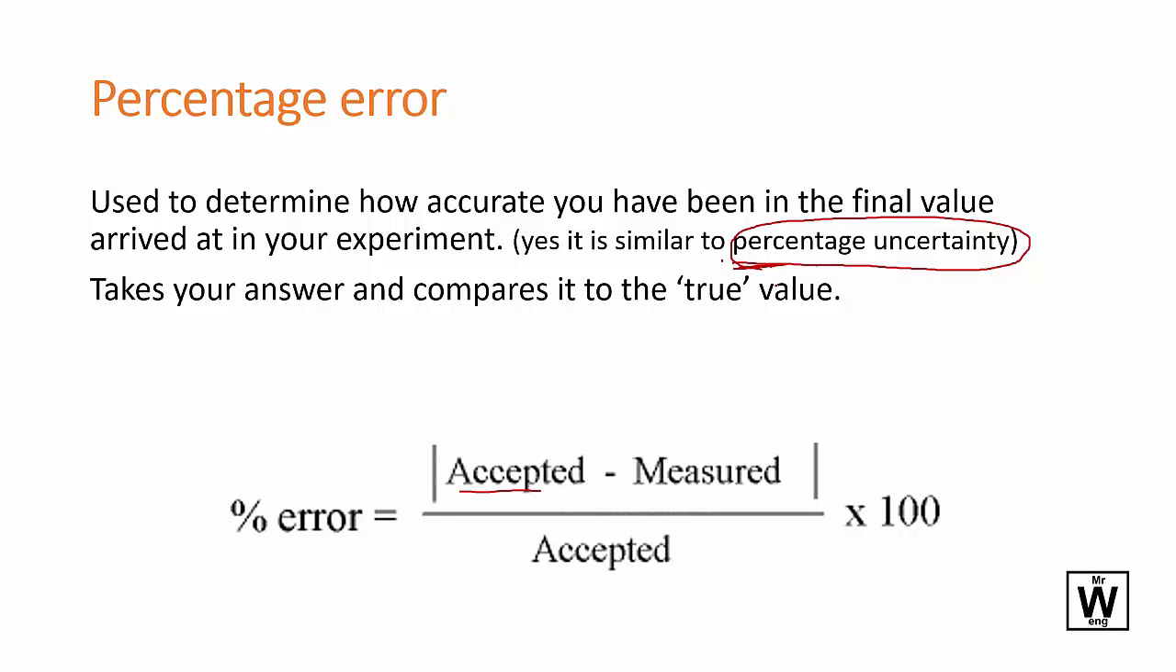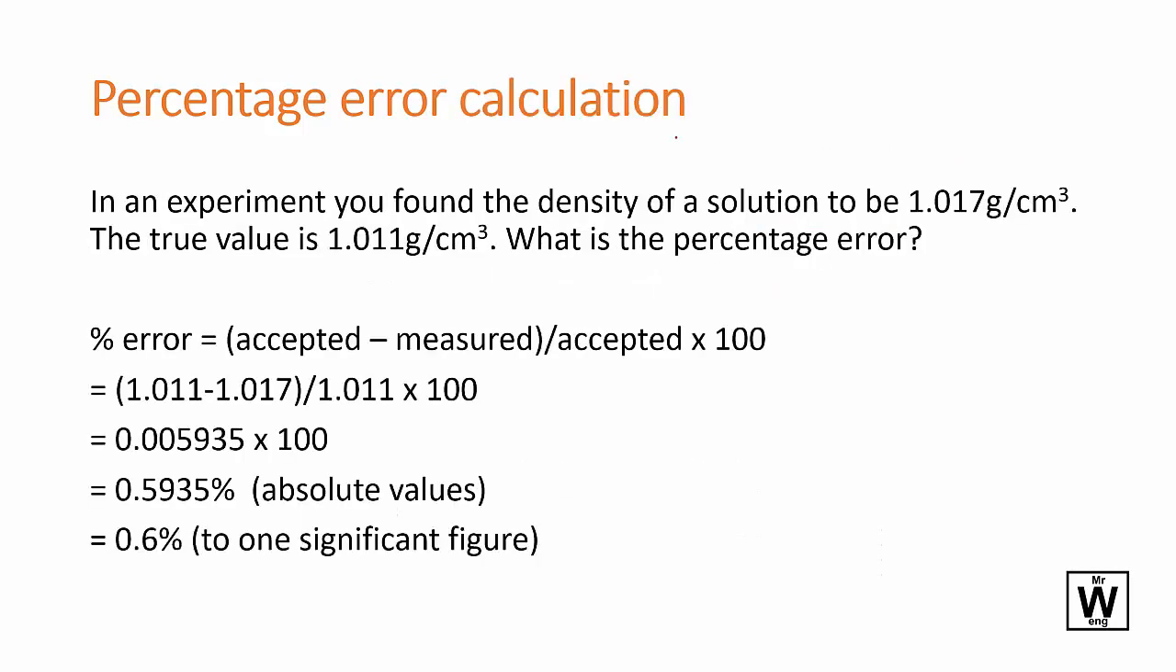And so we have an example here. You found a density of this, and the true value is this. So you subtract them from each other, you get this value, and then divide it and you get 0.5935. Round it to 1 sig fig, and then report that your percentage error is 0.6%, which is rather good.